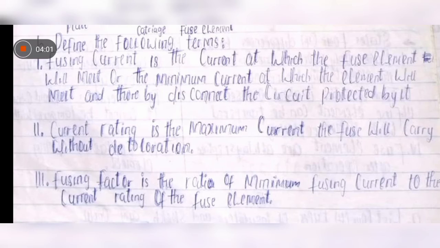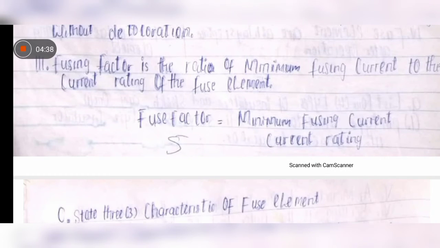Very simple. And the current rating is the maximum current the fuse will carry without getting spoiled, without deteriorating. That is what we call current rating. Fusing factor is the ratio of the minimum fusing current to the current rating. It can be expressed mathematically: fusing factor equals the minimum fusing current divided by the current rating.